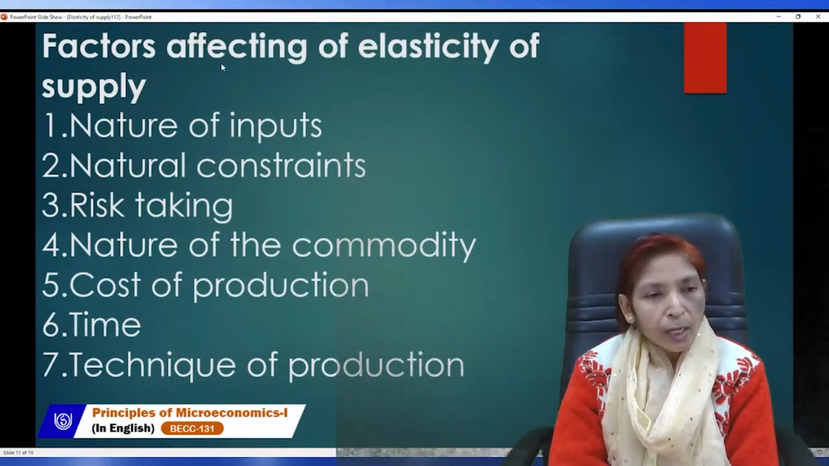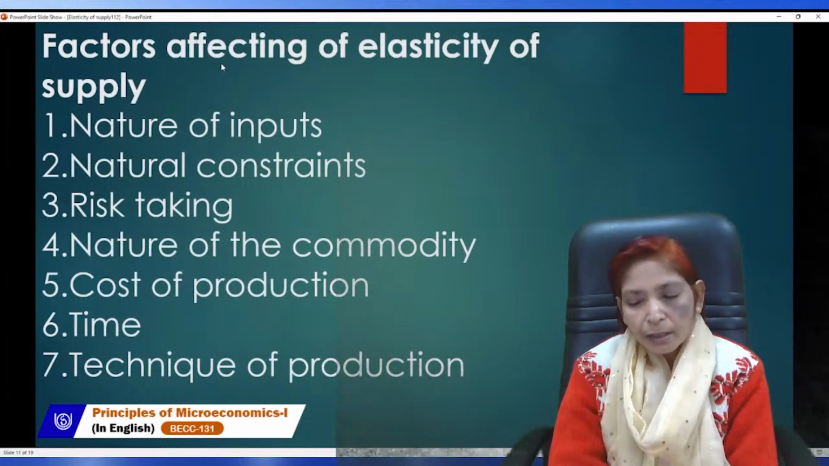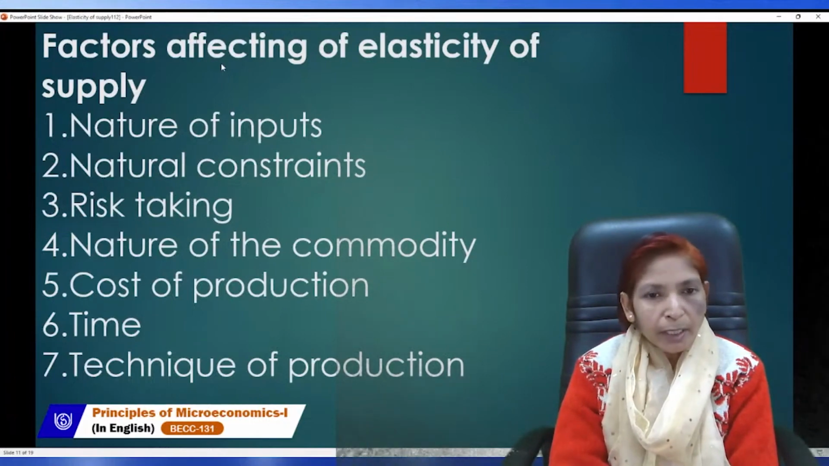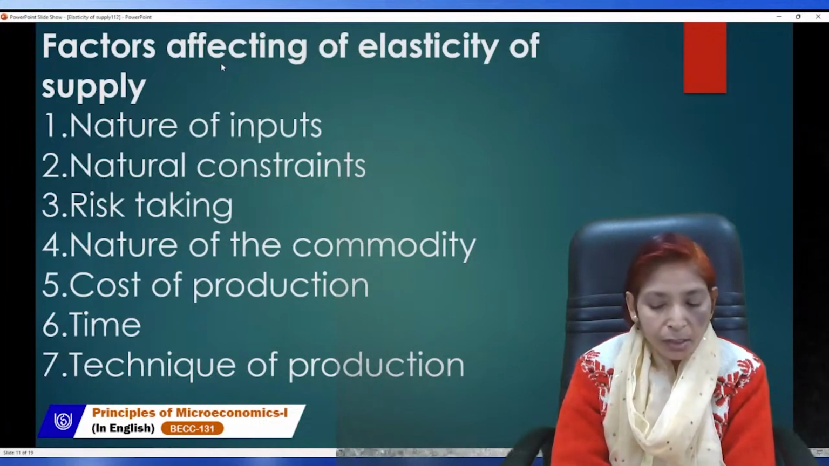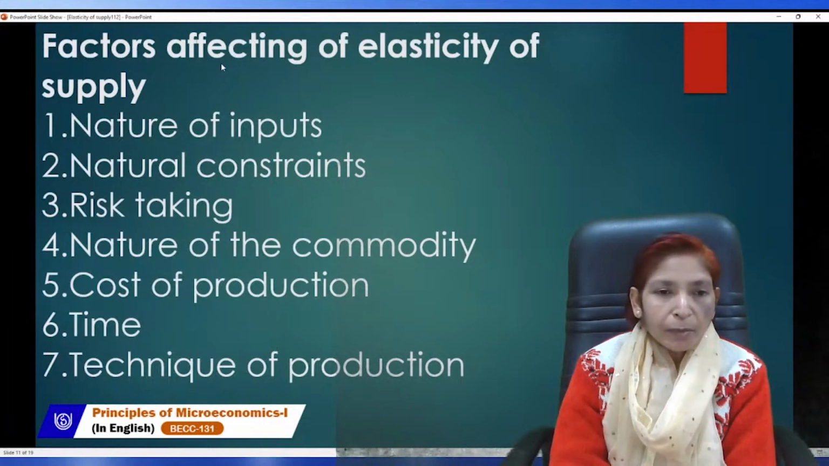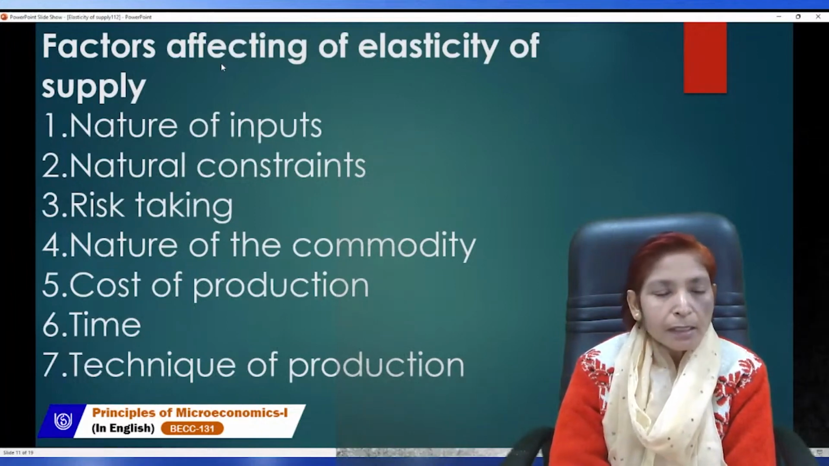If there are no natural barriers, no natural hindrance, no natural constraints in the production of goods and services, then production may be increased, may be decreased. In this case, supply will be perfectly elastic. So if natural constraint exists in the production of goods and services, elasticity of supply will be inelastic and vice versa. Third point is risk taking.